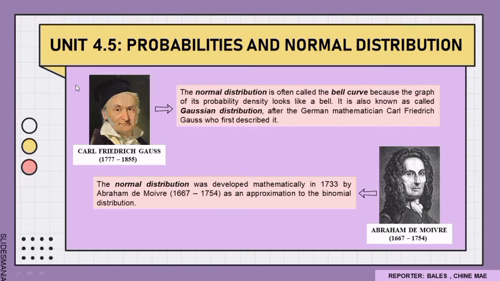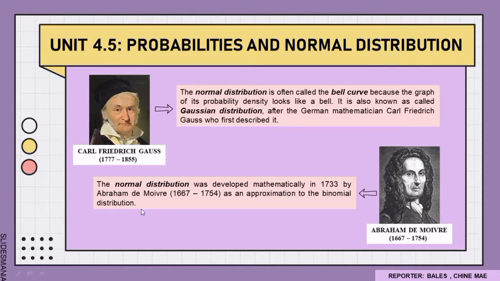According to the German mathematician Carl Friedrich Gauss, who first described it, the normal distribution is often called the bell curve because the graph of its probability density looks like a bell. It is also known as the Gaussian distribution. The normal distribution was developed mathematically in 1733 by Abraham de Moivre, 1667 to 1754, as an approximation to the binomial distribution.